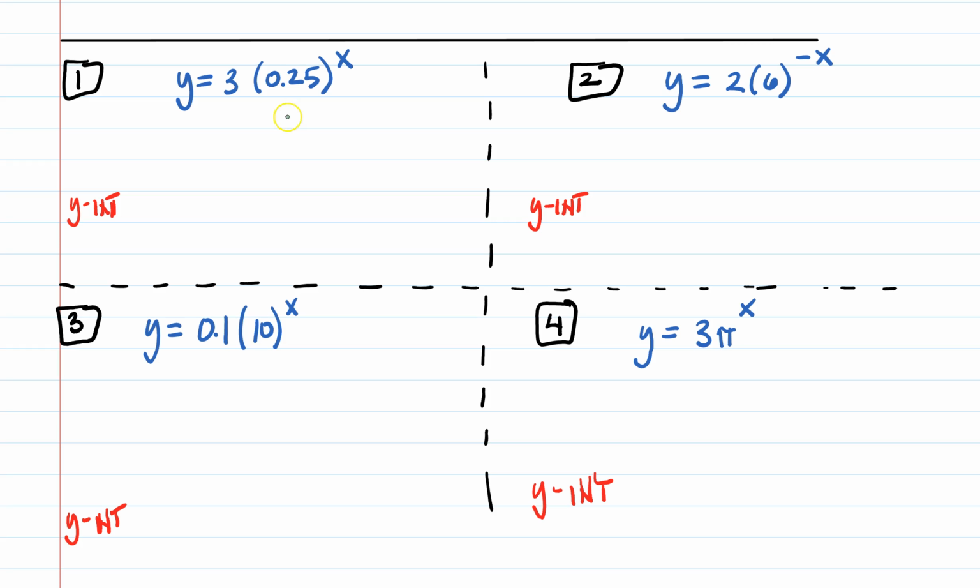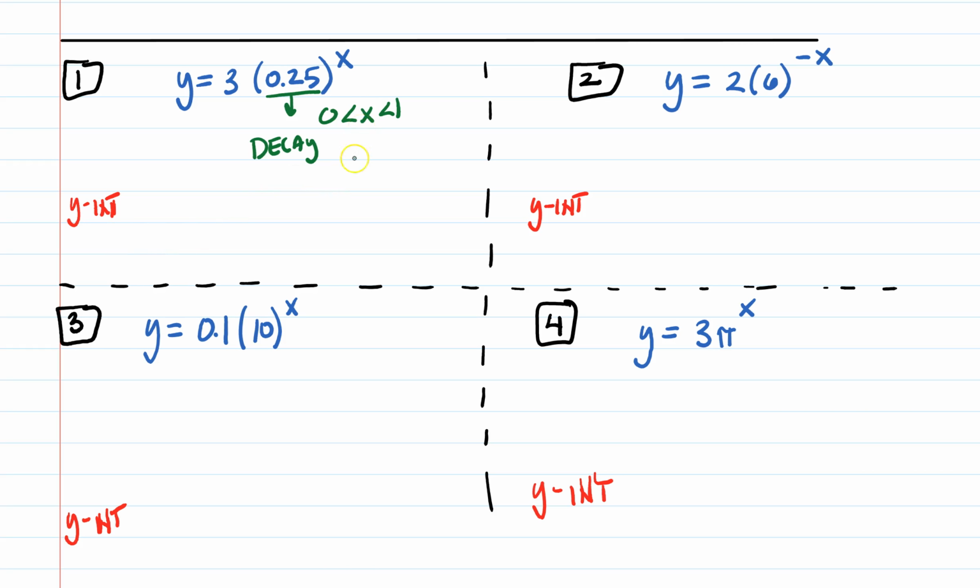So this one says 3 times 0.25 to the x. So because this number, which is the base, is between 0 and 1, it's going to give me exponential decay.